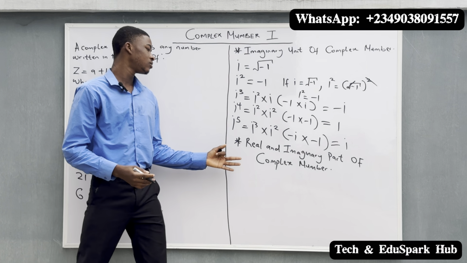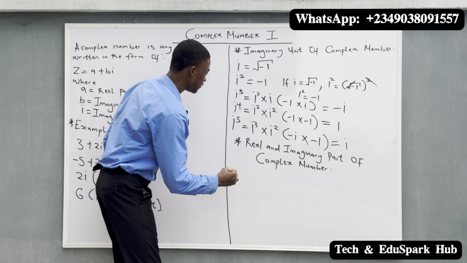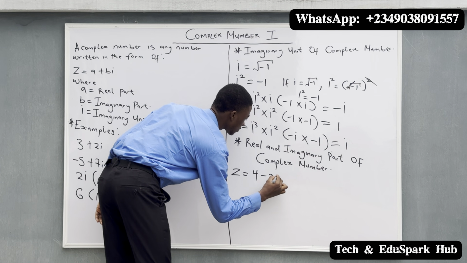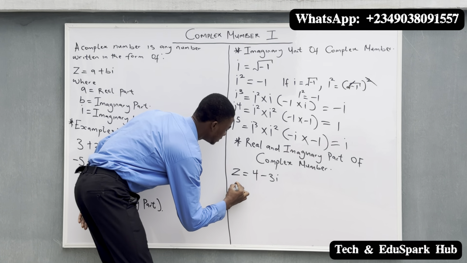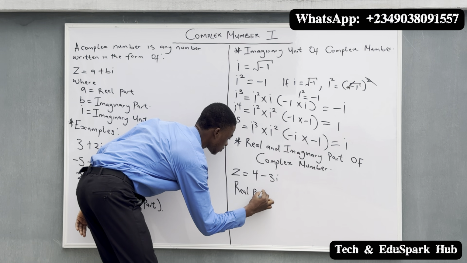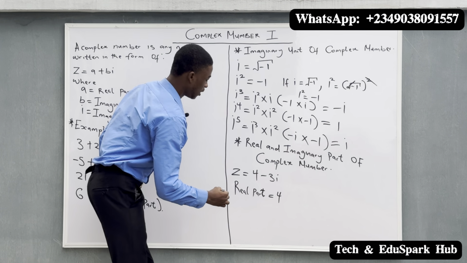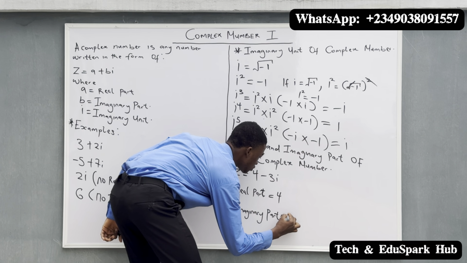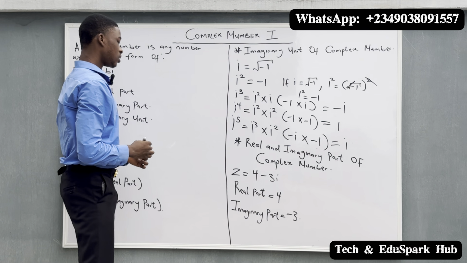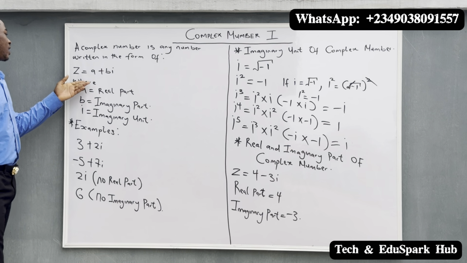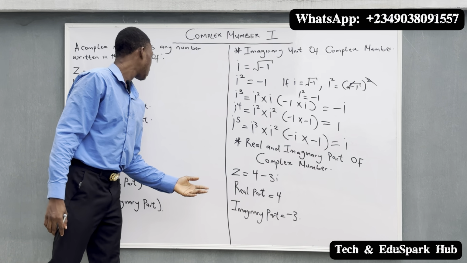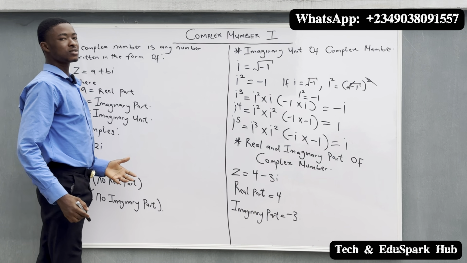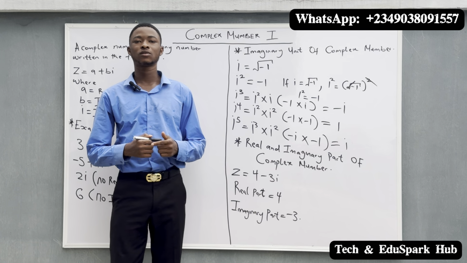So looking at the real and imaginary parts of complex number, let's say we have a complex number z, denoted as 4 minus 3i. From this, we can denote that the real part is equal to 4 and the imaginary part is equal to minus 3. From what we had earlier, we said we have the real part, which is a. So this a is 4, and we have the imaginary part, which is b. So this b is minus 3. So this is all to note about the real and imaginary parts of the complex number.